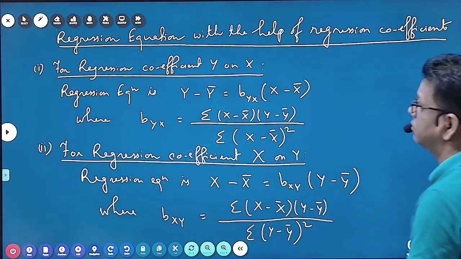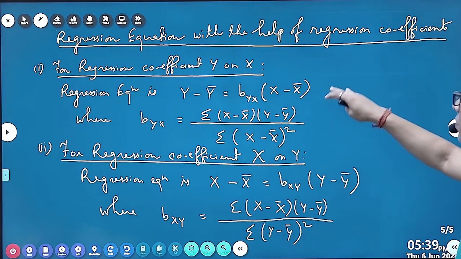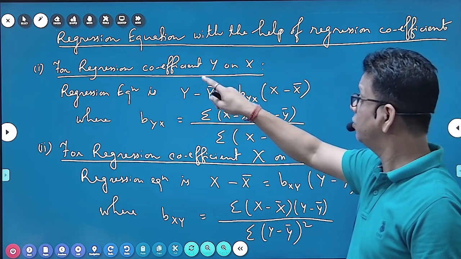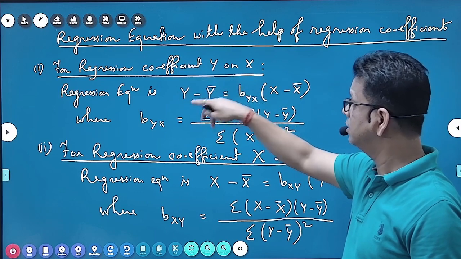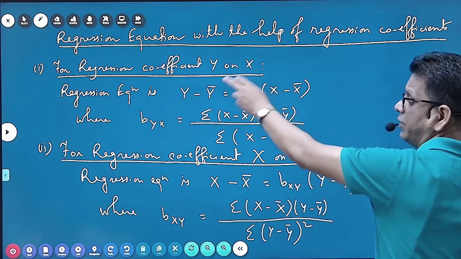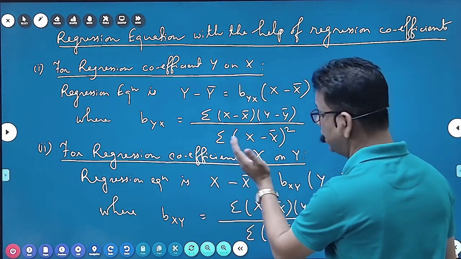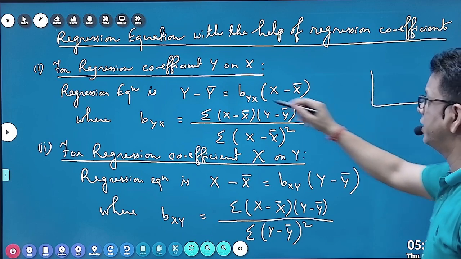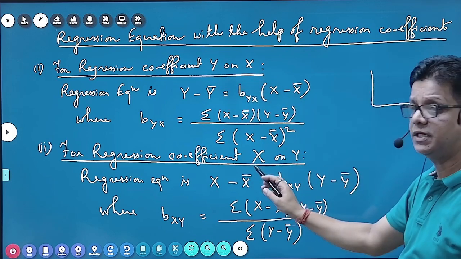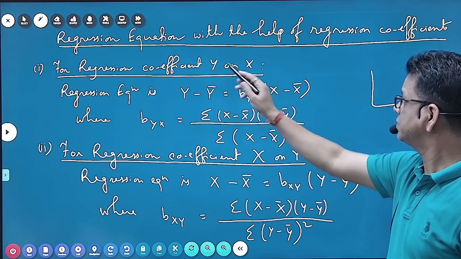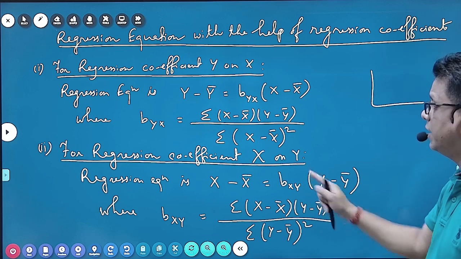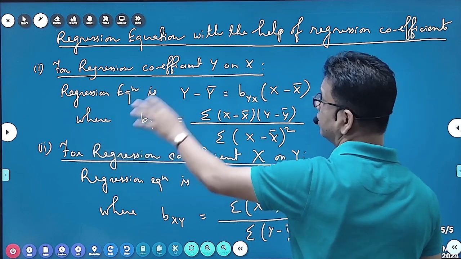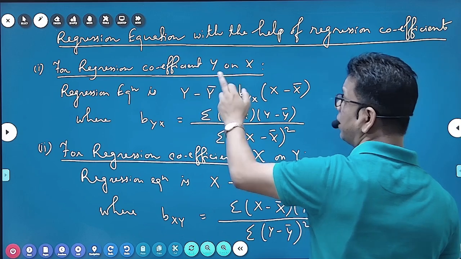But for this, how does the question come? The question comes: find the regression equation when the regression coefficient y on x is given. So that will be given. I repeat, find the regression equation when the regression coefficient y on x is given, or when the regression coefficient x on y is given. Regression coefficient y on x means y is dependent on x. In one case y is dependent on x, in the other case x is dependent on y. You need not worry, it is directly mentioned.